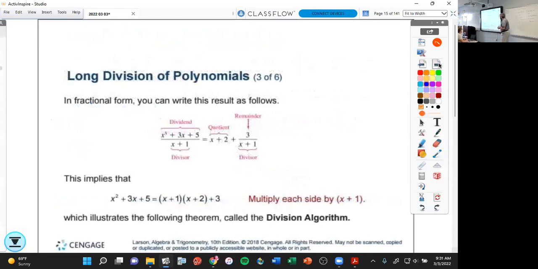And here it is. Which means I could rewrite x squared plus 3x plus 5 as x plus 1 times x plus 2, oh yeah, plus 3. Okay. So there's division. Take your remainder, put it over whichever you're dividing by.